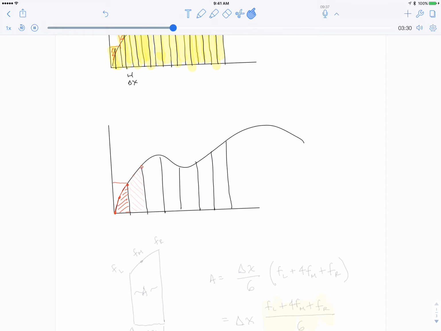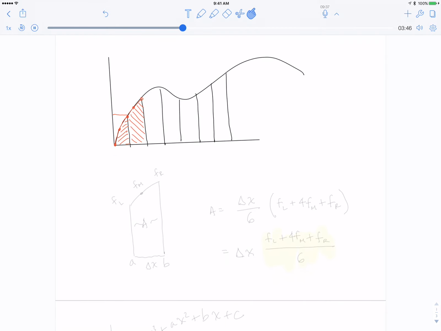So you get these three points. You find the parabola that goes through those three points. And then you get this area. And then you add them up. Well, what is the area under the three points? And how do you get the parabola that goes through those three points? You should have derived this in your calculus class, but if not, here is Simpson's rule.